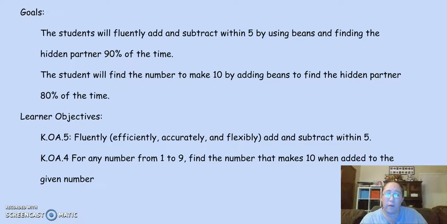The learning objectives for both days is they'd be fluently, efficiently, accurately, and flexibly adding and subtracting within 5. The other objective I added to this was for any number from 1 to 9, find numbers that make the 10 when added to the given number. So the first standard works with the first goal, and then the second standard works with day 2 goal by making the 10s.